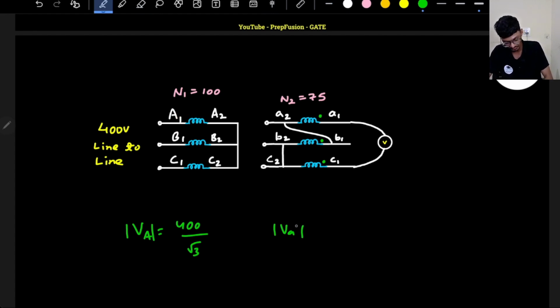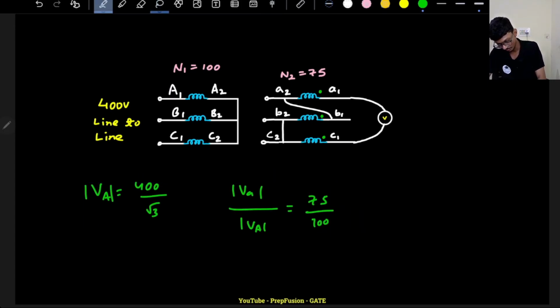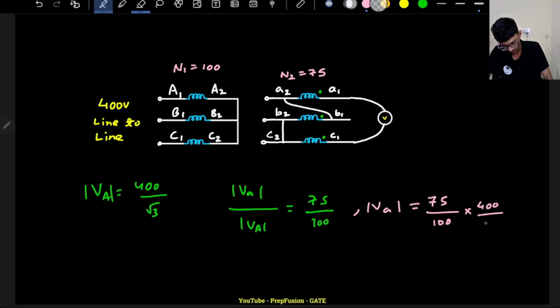So magnitude of small VA upon magnitude of capital VA will be the turns ratio. So it is 75 divided by 100. I know magnitude of capital VA, that is 400 divided by root 3. So magnitude of small VA will be equal to 75 divided by 100 into 400 divided by root 3.